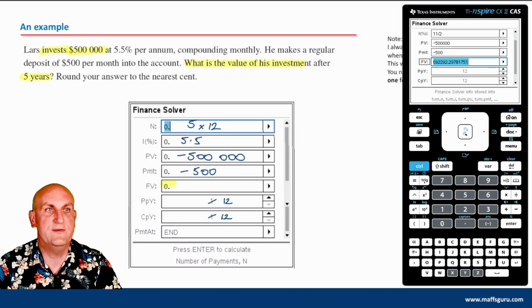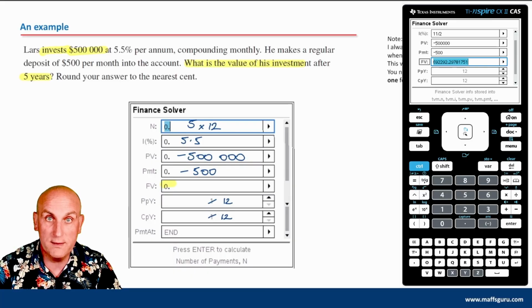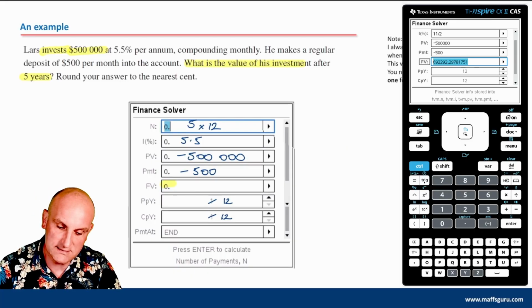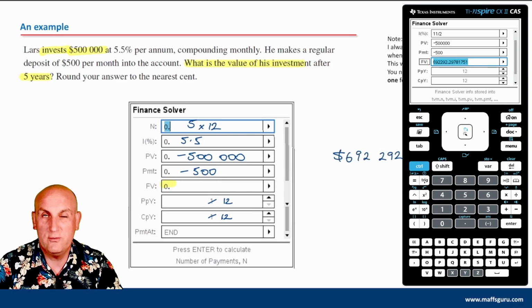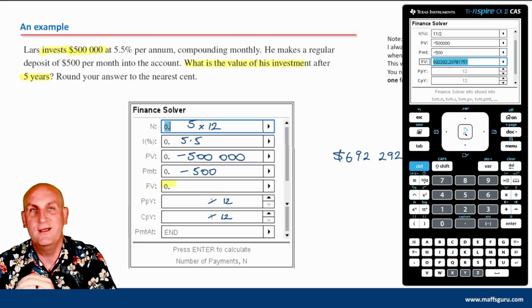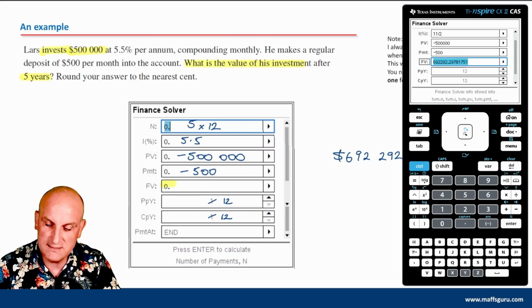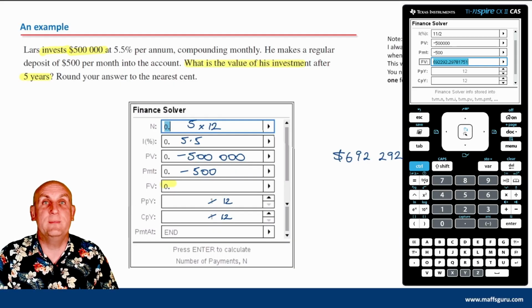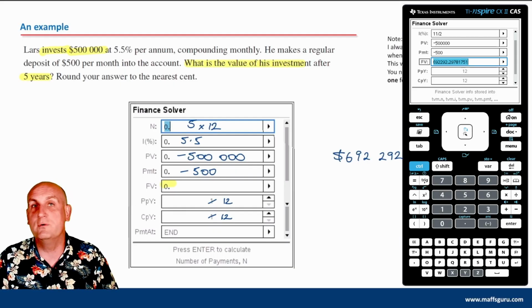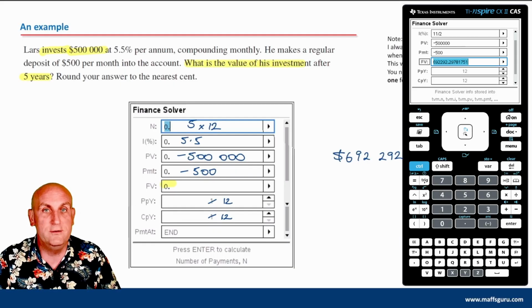Yep, so basically the value of his investment after 5 years will be $692,292 point. Now, do I write all of those decimal places? No, because money is to 2 decimal places. So rounding to 2 decimal places is really, really important. And I know lots of people for general maths go, oh, I don't like rounding. Well, I'm sorry, but you're going to have to like it or you're going to lose so many marks for these questions.